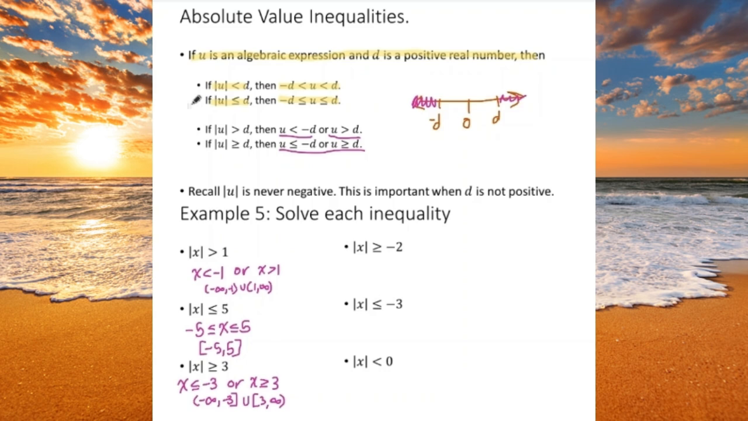Now, one thing we do have to be careful of is when d is negative or 0. Recall that the absolute value of u is never negative. When we're dealing with the absolute value being compared to a negative number, we have to be careful on whether or not that's always going to make sense or if it's just impossible.